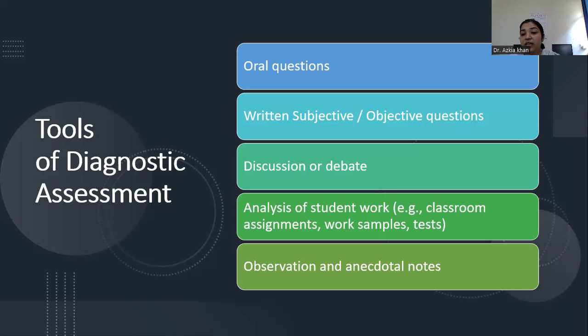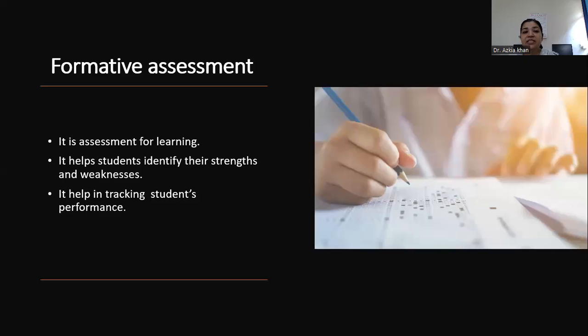By observation, the teacher can judge how the student is behaving in the class, how the student is feeling. So observation is very important, and the teacher can find out if the student is facing some problem. So the teacher can work on that particular person in that area, on how to strengthen that weaker area through this type of assessment. Now, the next type of assessment is formative assessment.